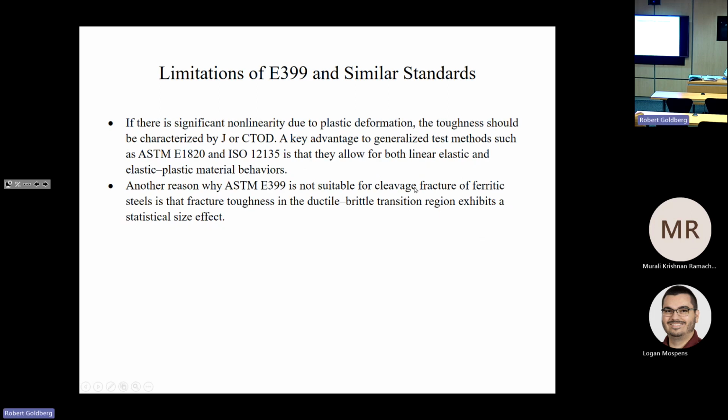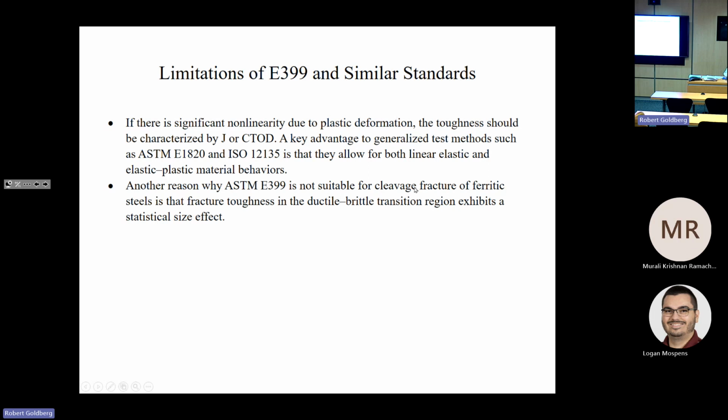And so, but still, if there's significant nonlinearity due to plastic deformation, you should characterize the toughness by J or CTOD, which we'll talk about next week. And the key advantage, at least for this author, to generalized test methods is that they allow for both elastic and elastic-plastic material behaviors.